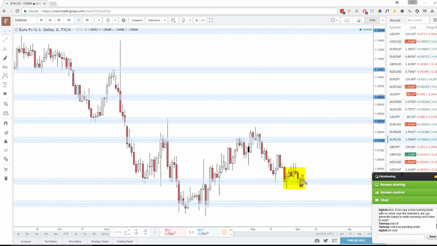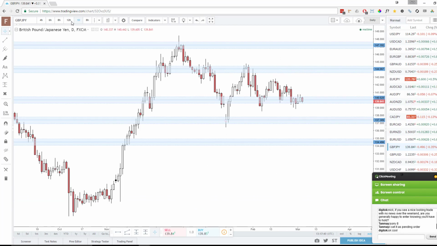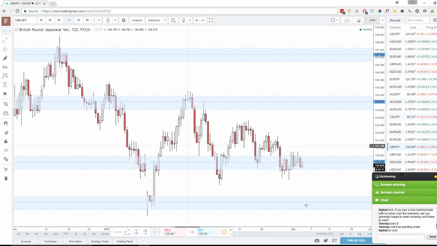So it would be nice if we get a move up to here, for example, and we could take a short or something. Just anything. Anything is better than it being stuck on a support area. All right, USDJPY, talking about stuck on support areas. Look at this thing. Just won't move away from here.